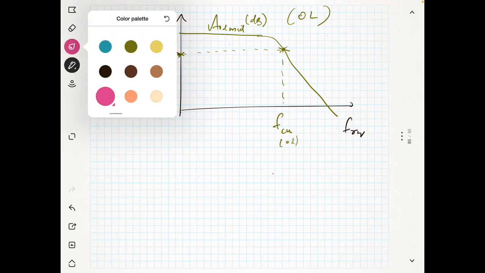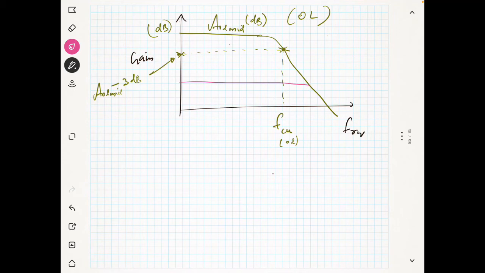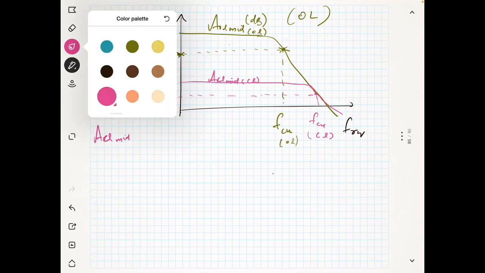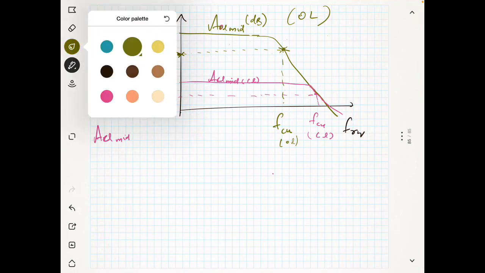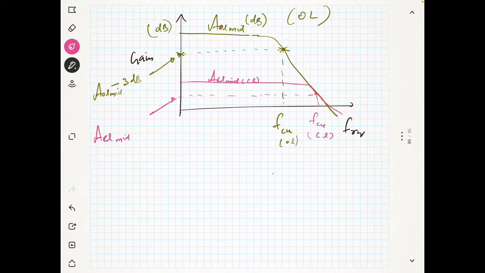Now for the closed loop I will use a different color. It is going down like this, and this is FCU in closed loop. This point is the closed loop mid gain, and the previous one was in open loop. At the cutoff frequency the closed loop gain is mid minus 3 dB. So what is this gap? Basically this is 3 dB.